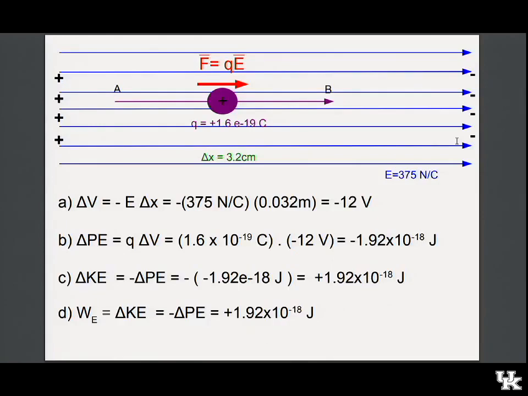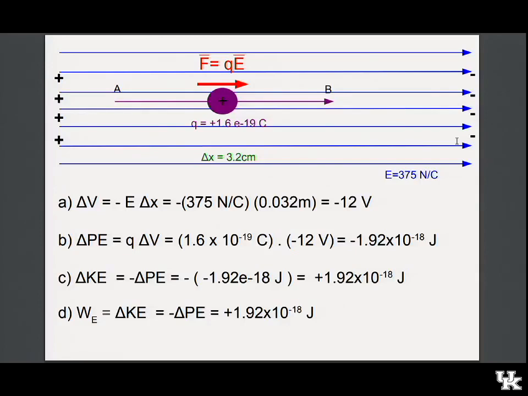The field was 375 newtons per coulomb. The distance between the two locations is 3.2 centimeters, 0.032 meters. All I have to do to calculate the change in potential is figure the negative product of the field and the displacement. And so I did that here. The potential difference between A and B is negative 12 volts. This is lower potential at B, and higher potential at A. So that's the change in potential.